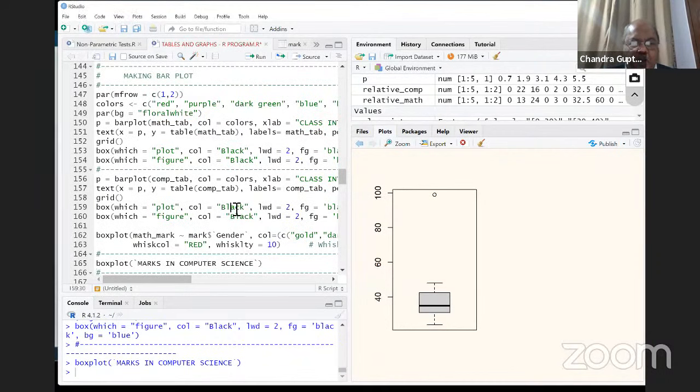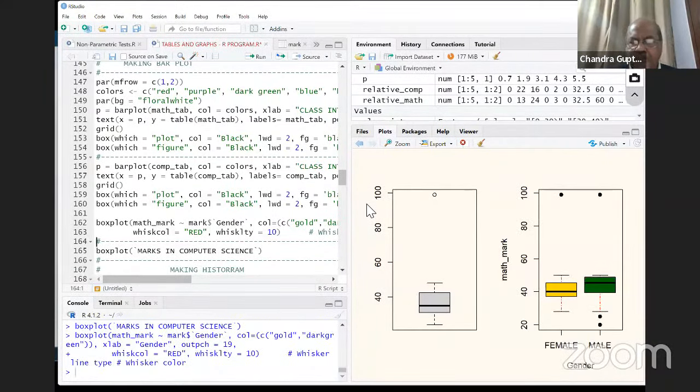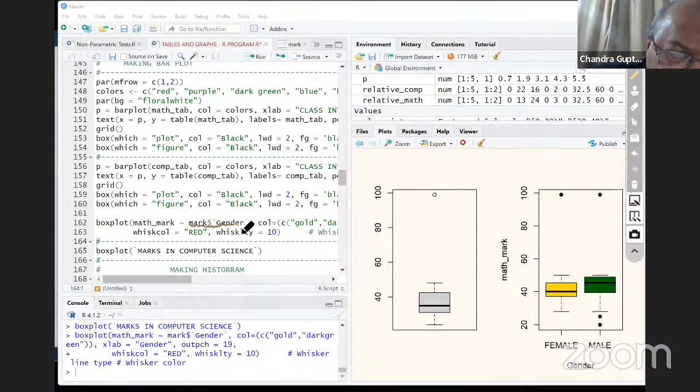And I can make a box plot here for gender. So I'm getting maths marks for male and female as well. What I said was, make maths marks by gender. Now you see I'm using marks, dollar sign, gender. And I have specified the colors, gold and dark green. If you want another color, then you can define any other color.